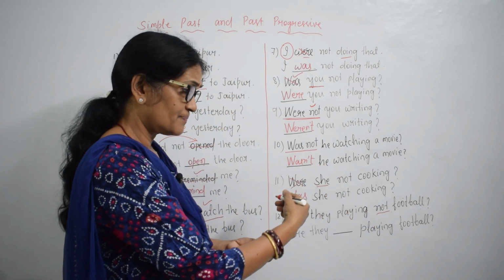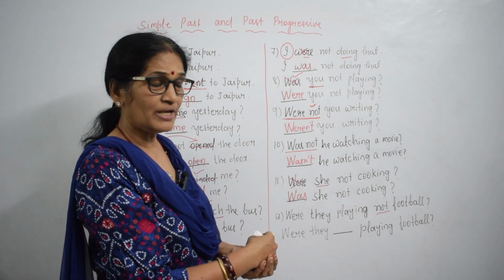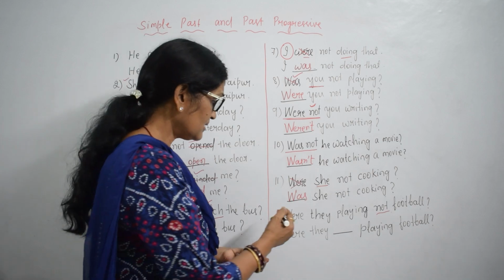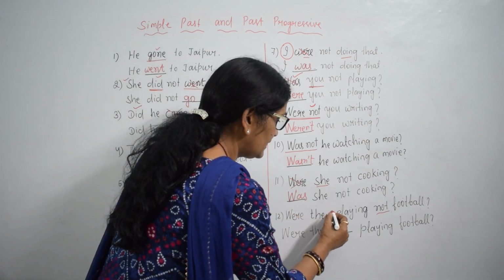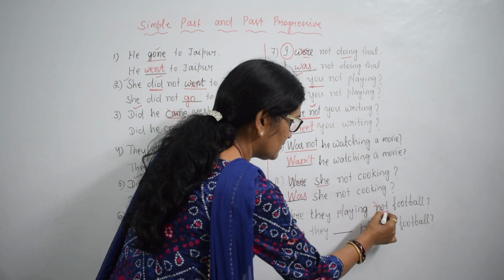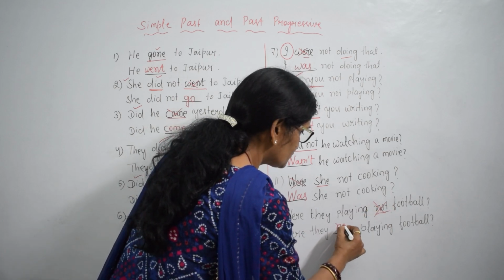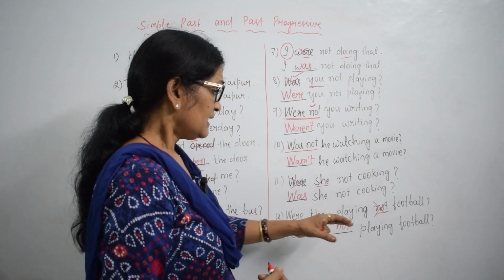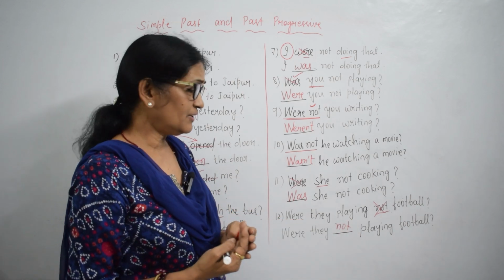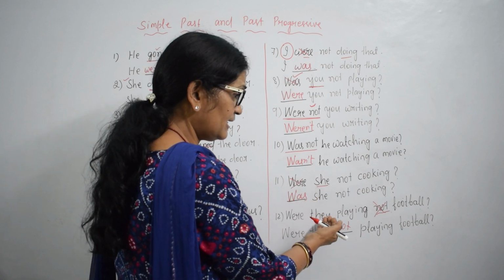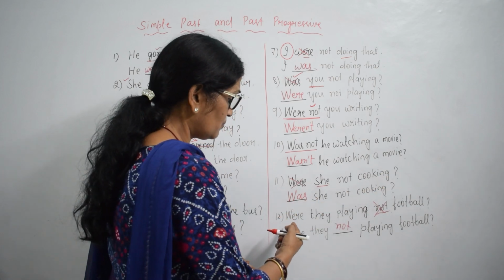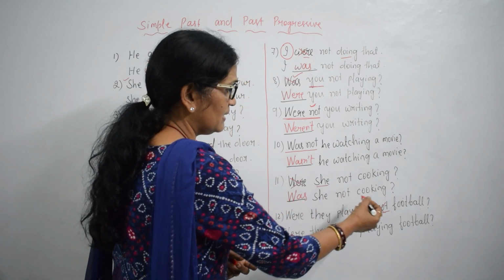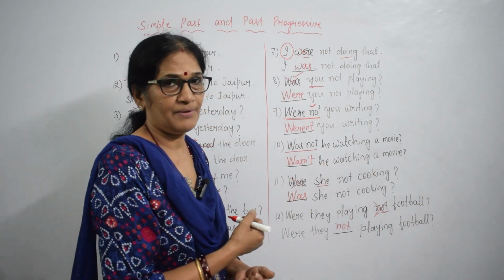Not always comes before the main verb. In an interrogative sentence, it comes after the subject and before the main verb. So, were they not? Here not will be used before the main verb. If you want to write it in the contracted form, what will it be? Weren't they playing football? Or, were they not playing football? You can do it both ways, but not cannot be used after the main verb.